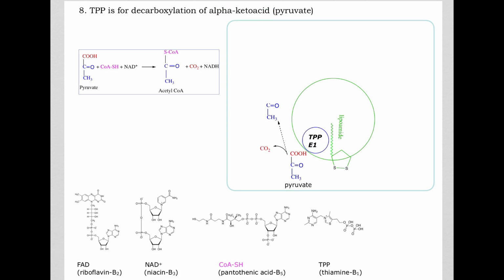So what's an alpha keto acid? Here is the acid group, and the next carbon to the carboxyl group is the alpha carbon, and the alpha carbon is a ketone. So pyruvate is an example of an alpha keto acid. Anytime in metabolism when we have to remove the carboxyl group from an alpha keto acid, the enzyme requires the coenzyme thiamine pyrophosphate. Here is the structure of thiamine pyrophosphate, and you can see the two phosphates joined together to form the pyrophosphate.